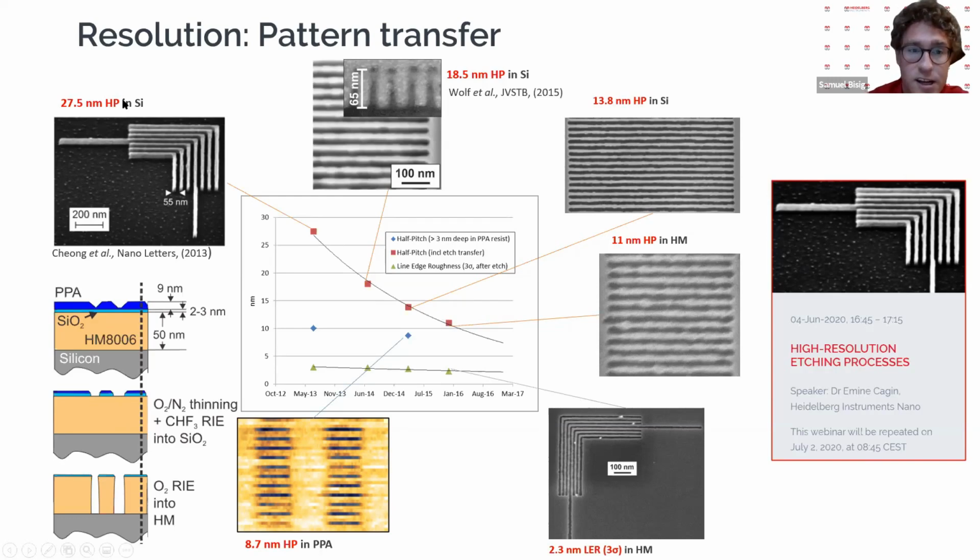Over the years, you can see how we could shrink the structures from the set 27 to roughly the 10 nanometer half pitch range. And just a small word about the line edge roughness. Here we are also pretty compatible, with line edge roughness of around 2.3 nanometers in 3 sigma. So this is not only pattern data, this is really transferred structures. And if you want to know more, my colleague Emine is having a talk on the 4th of June about all these high resolution etching processes.